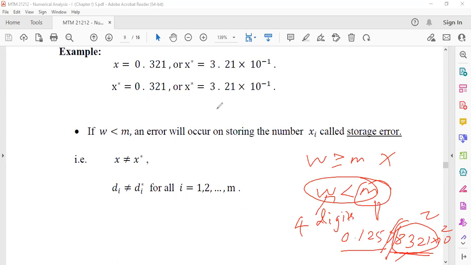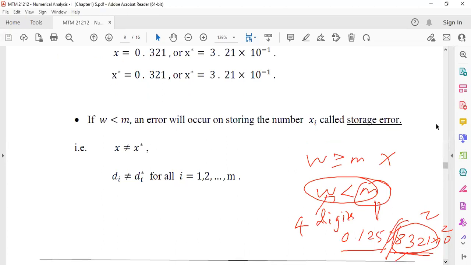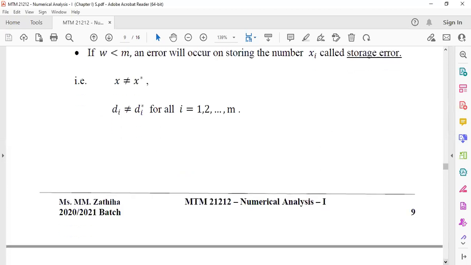So in here, error will occur on storing the number xi, which is also called a storage error. Okay, because of the memory of the computer, we are having some errors, which is called a storage error. So in here, x is not equal to x star, di is not equal to di star for any m. Okay, so what will happen in the calculation? Let me check in the next.